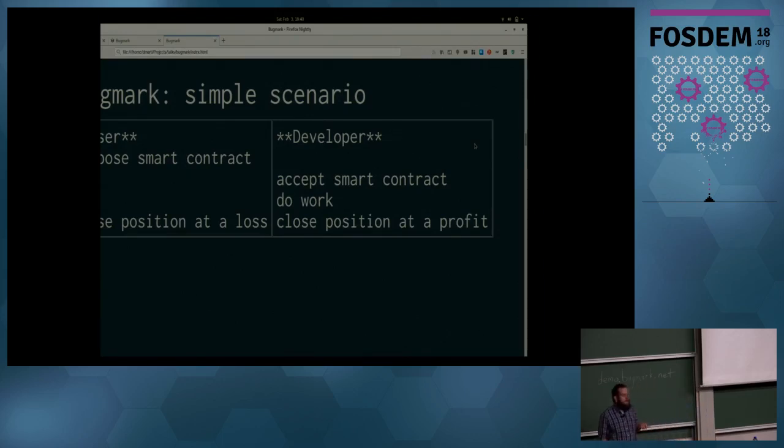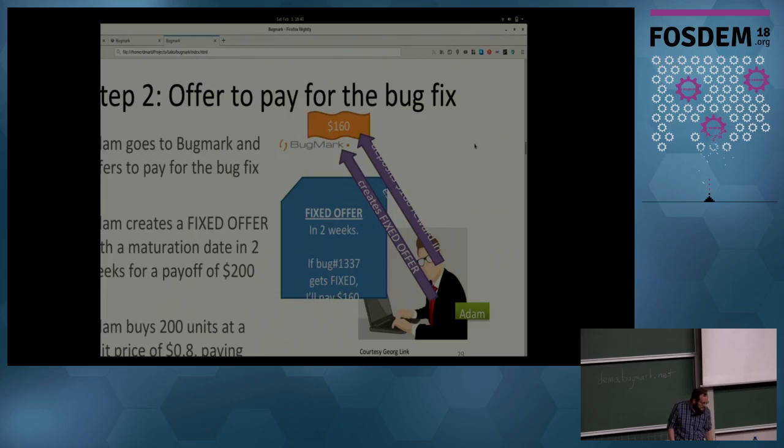First of all, real simple scenario. A user can propose a contract, a developer can accept the contract, do some work, the user closes out of their position at a loss, the developer closes out at a profit, and the user gets their feature. Let's go through it step by step.